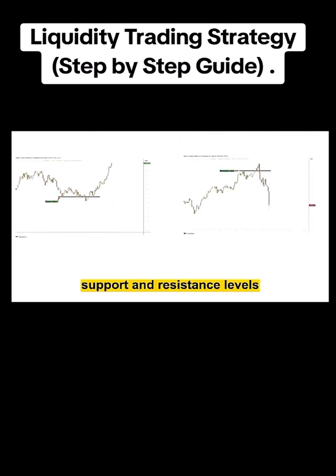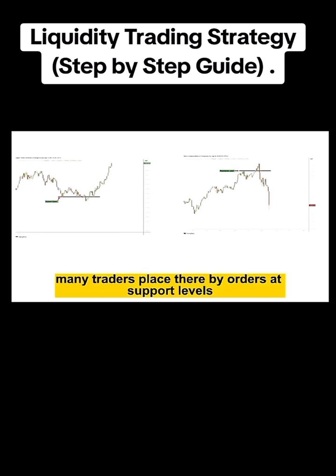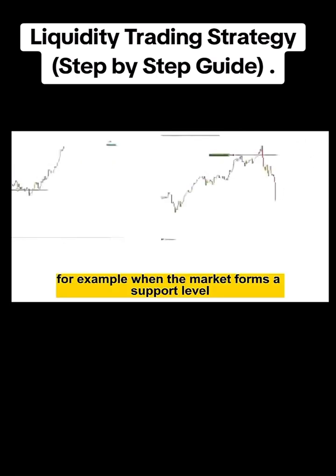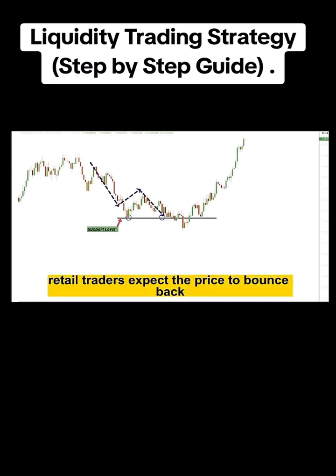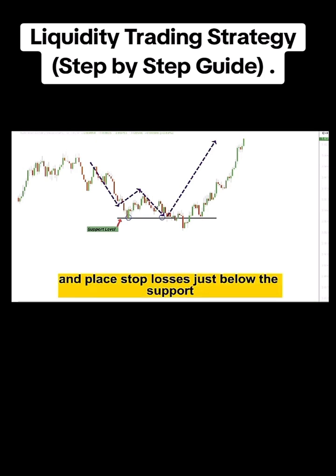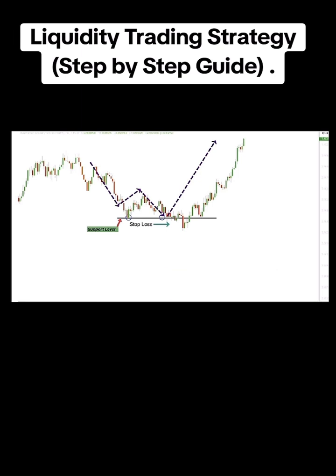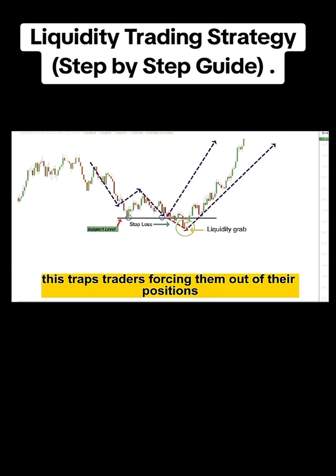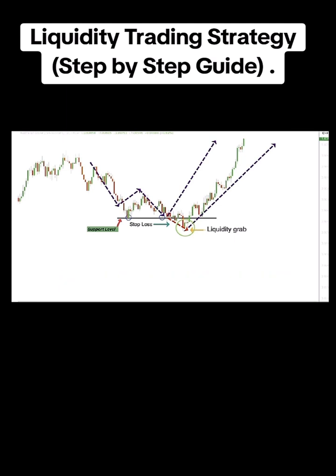Support and resistance levels are classic liquidity zones. Many traders place their buy orders at support levels and stop losses just below them. For example, when the market forms a support level, retail traders expect the price to bounce back. They enter long positions and place stop losses just below the support. However, smart money like banks may deliberately push the price below this level to trigger these stop loss orders, before reversing the market upwards in the anticipated direction. This traps traders, forcing them out of their positions, while larger players enter at a more favorable price.